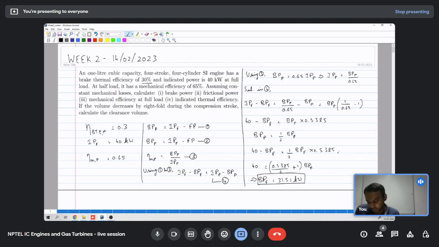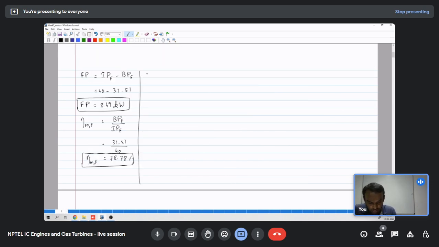So we have found the friction power and mechanical efficiency at full load. Now we can calculate the indicated thermal efficiency. Indicated thermal efficiency can be written as the indicated power divided by fuel power.